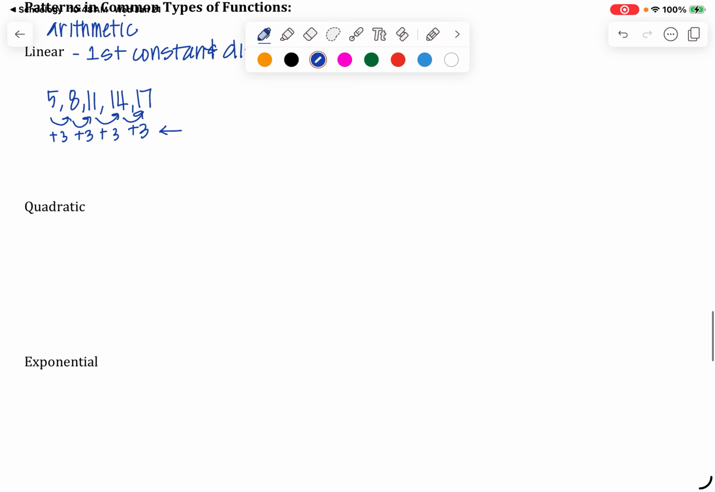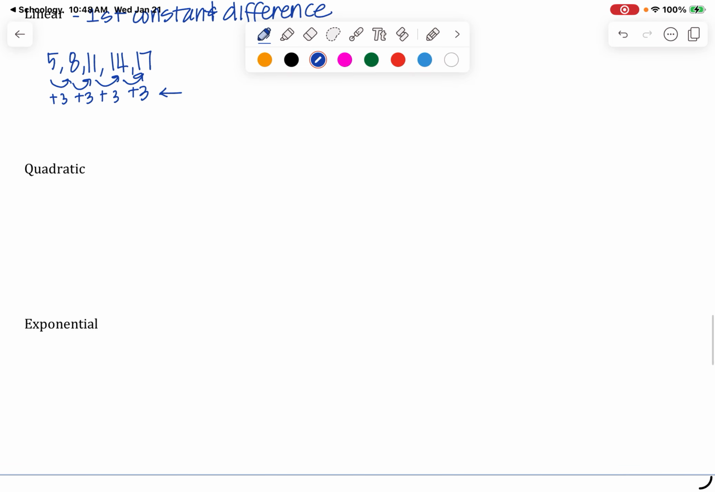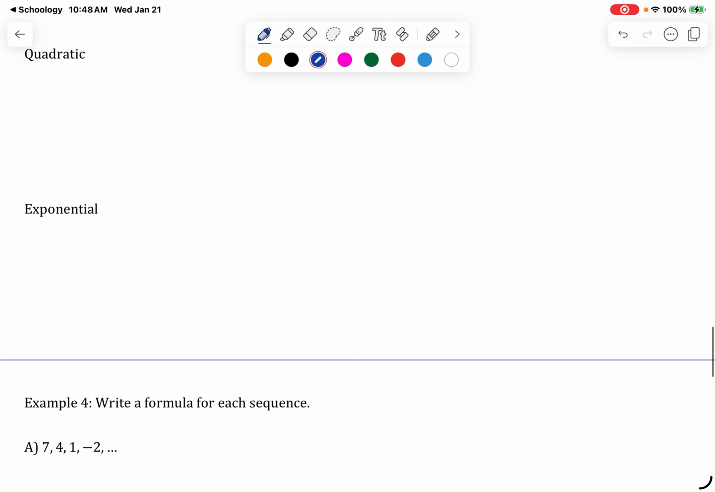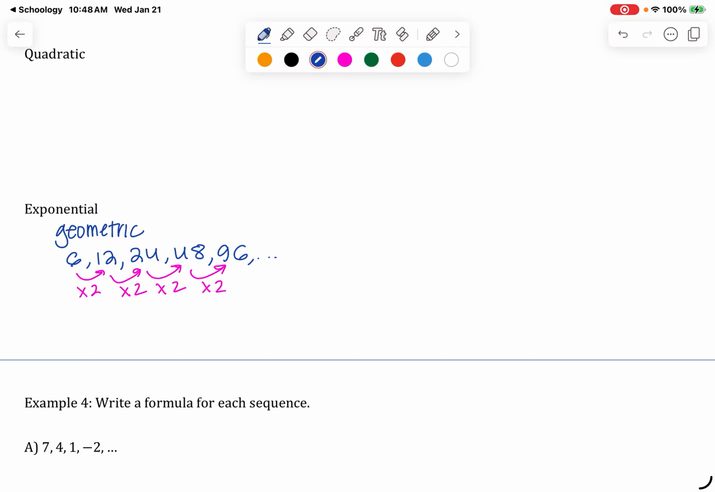All right, next, actually, I want to do exponential next because that's the one that we see the most often. Exponential is when there is, I'll give you an example first: 6, 12, 24, 48, 96. If you look here, this has a common multiplier. That's times 2, times 2, times 2, times 2. So this is an example of an exponential function, which we call geometric in this chapter. And that's when there is a constant multiplier.